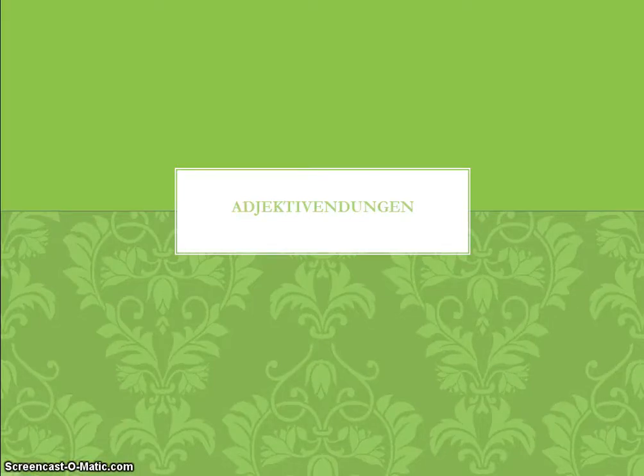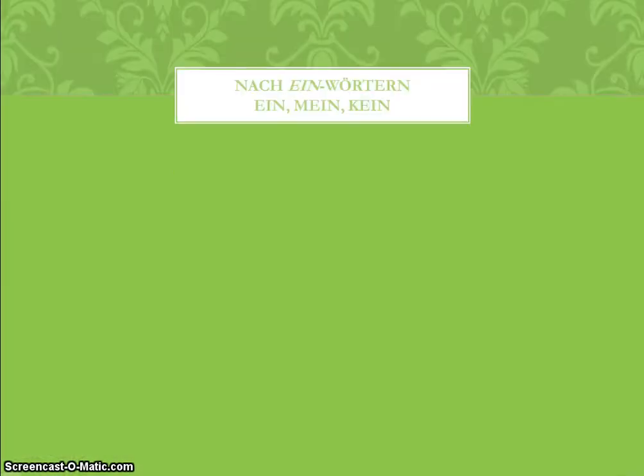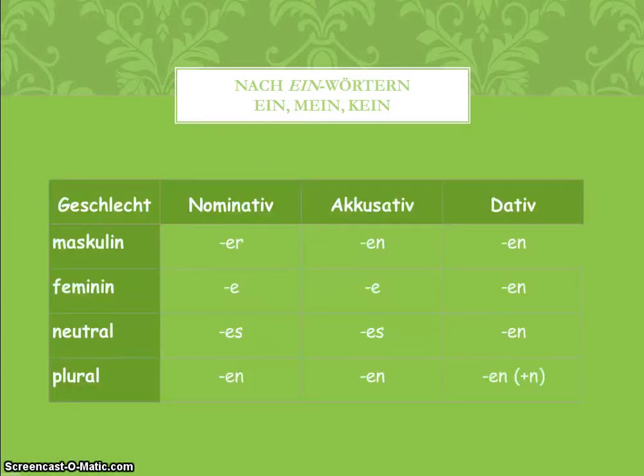Today we are going to discuss adjective endings once more. Let's take a quick look at what you already know. You already know the endings after ein words. Okay, ein words are ein with its endings, mein, those are the possessives, mein, dein, sein, and also kein.